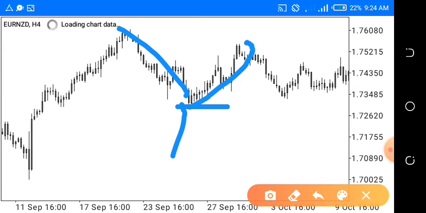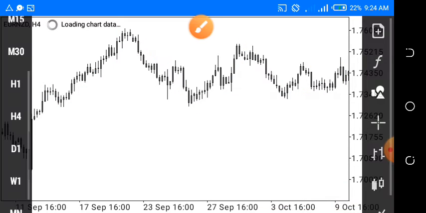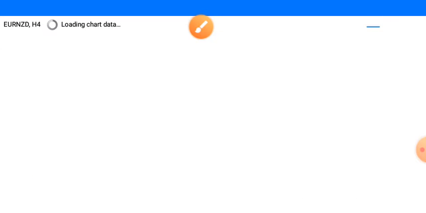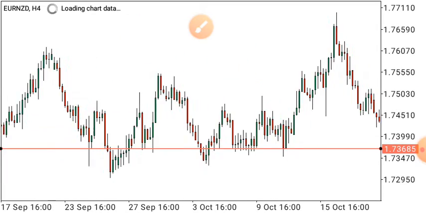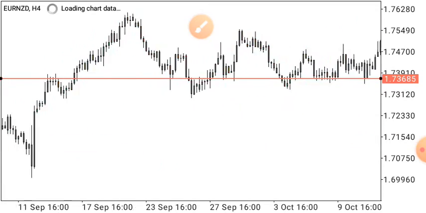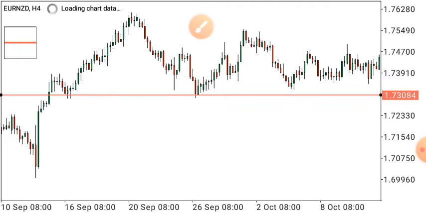All right, same thing here. Price came down again and still respected it. Okay, so that makes it a what? A support. So you want to draw it, you're gonna draw a line. You're gonna draw a line like this. Like that.